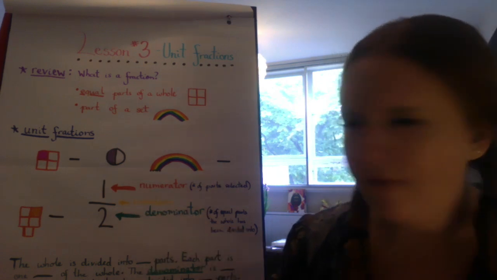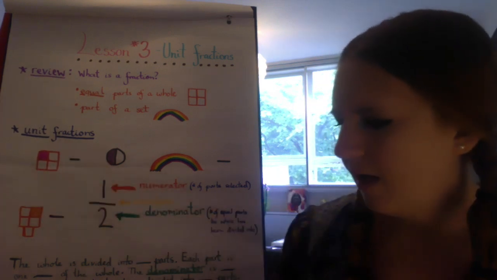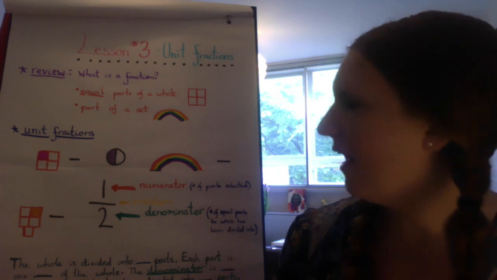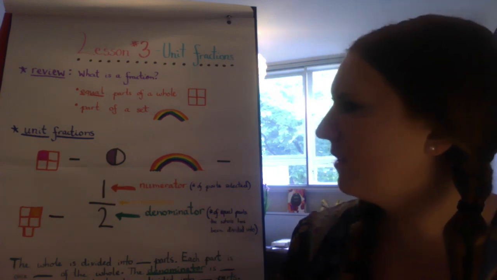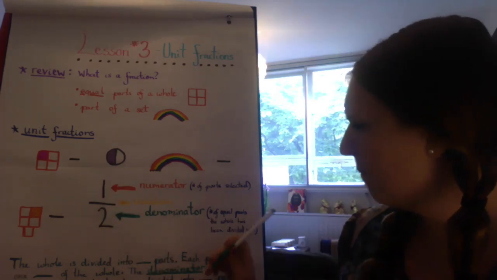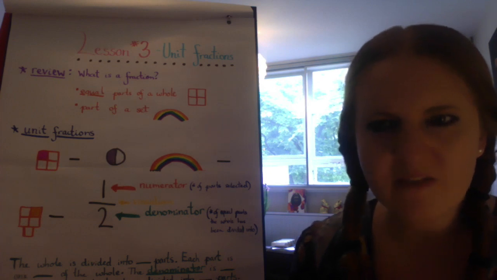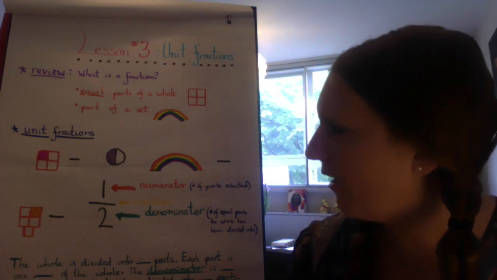Now let's look how this works. So I'm going to look at this shape here. Now, it's always easier if you start with your denominator. I find it easy. So first, you want to ask yourself to find the denominator: how many parts has the whole been divided into equally? How many equal parts are there?